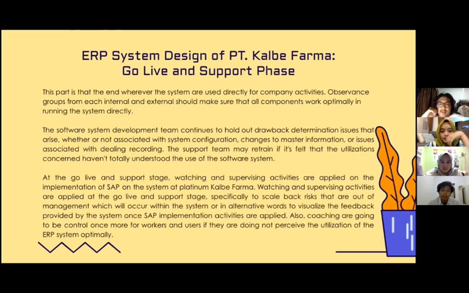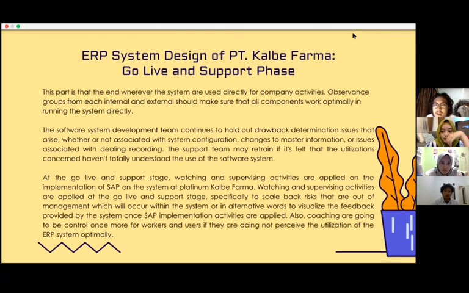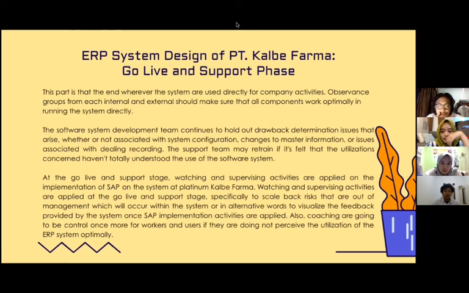So this part is the end of the system. In this part, observance groups from both internal and external should make sure that all components work optimally and run in the system directly. The software system development team continues to handle problem determination issues that arise, whether associated with the system configuration, changes to master information, or issues associated with dealing records. The support team may retrain if it is felt that the users have not fully understood the use of the software system.